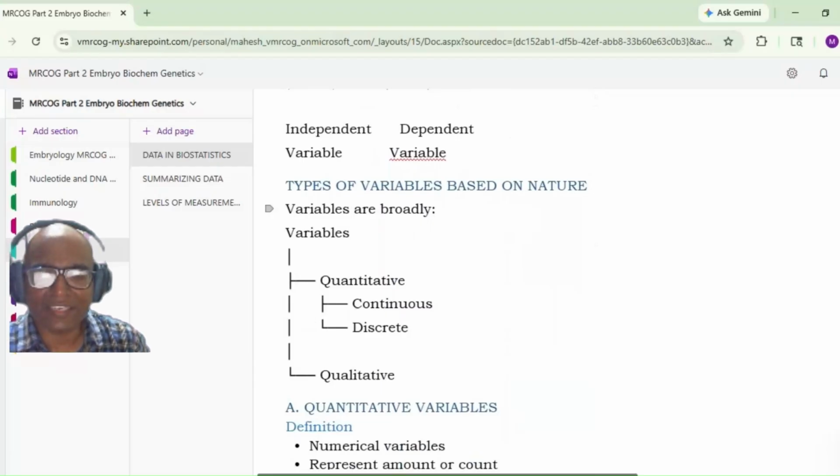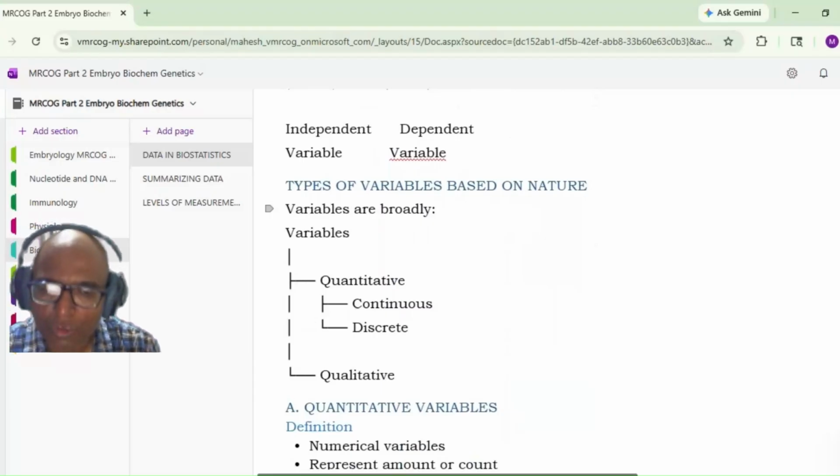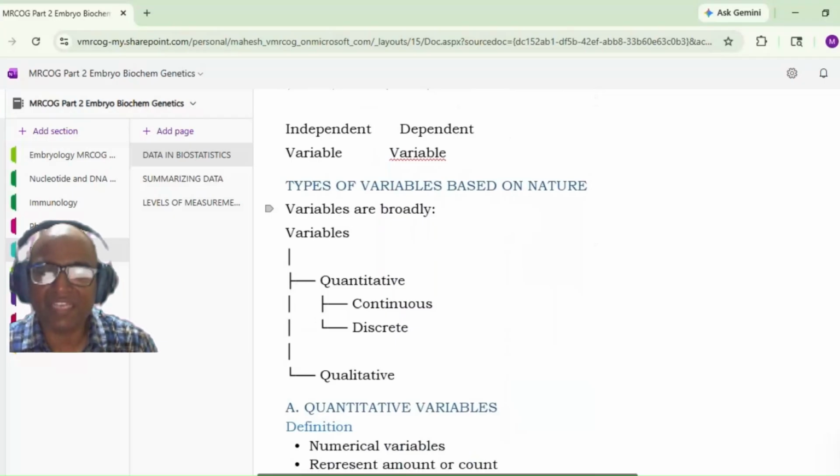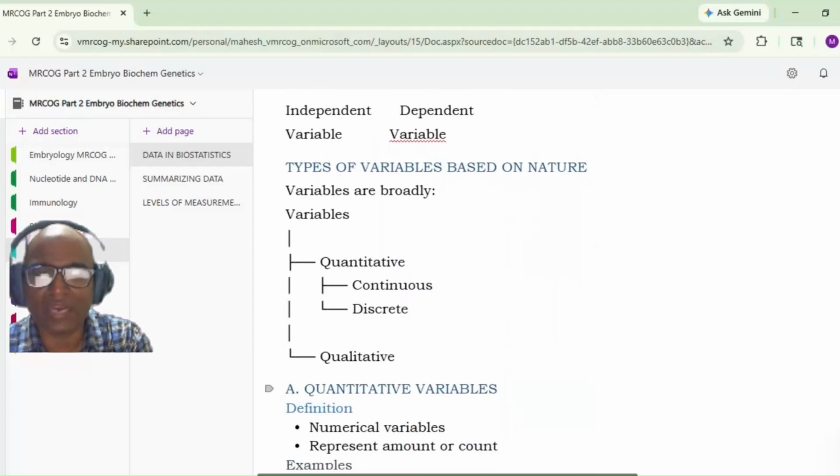Quantitative means you can measure them. Then this quantitative variable may be continuous or discrete. Continuous will take values to infinity, and there may be values in decimals also, while discrete will take only whole numbers, while qualitative will have certain qualities only. So it is a descriptive type of variable, where a certain quality is there, that is the qualitative variable.